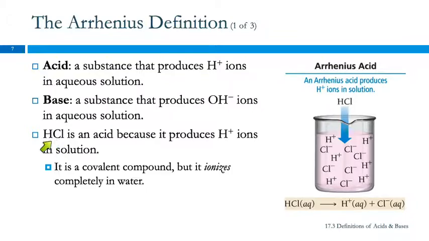So HCl is an acid. It fits this definition because it produces hydrogen ions in solution. HCl is a molecular compound. It's composed of two nonmetals, hydrogen and chlorine. They're bonded with a covalent bond. There are no ions in pure HCl. But when you dissolve it in water, it forms ions. Okay? So it ionizes. So when HCl is dissolved in water, it forms hydrogen ions and chloride ions. And so that fits the definition of an acid.